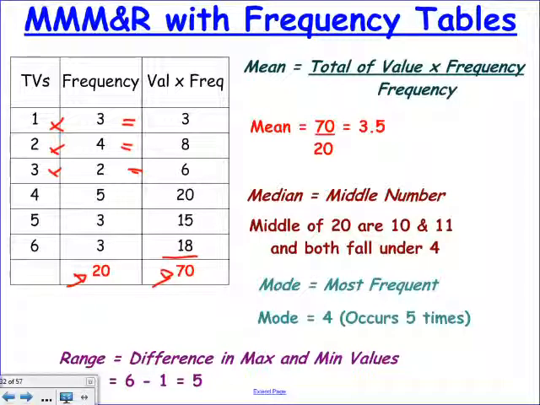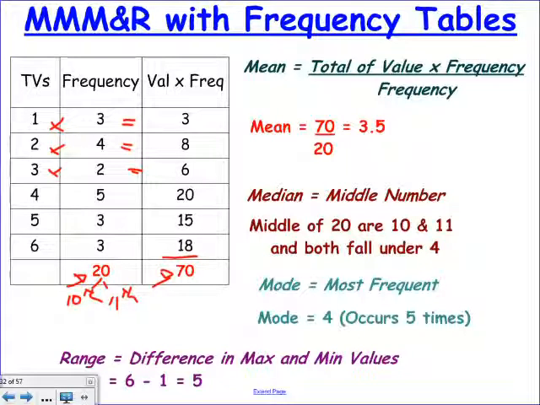Okay? Let's look at the median. The median is the middle value of your data. In other words, the middle value of your frequency. So what's the middle of 20? The 10th value and the 11th value. Because it's even, it's the average of your 10th and your 11th. Sorry, the mean of your 10th and your 11th.